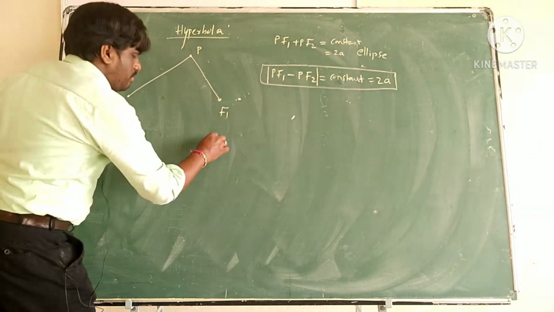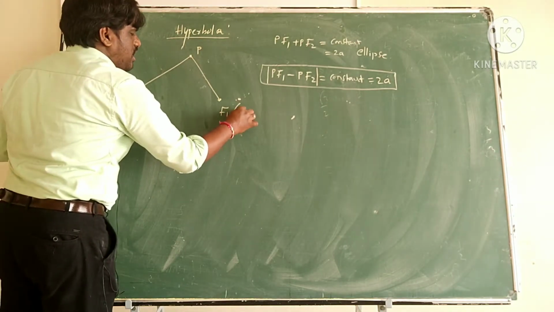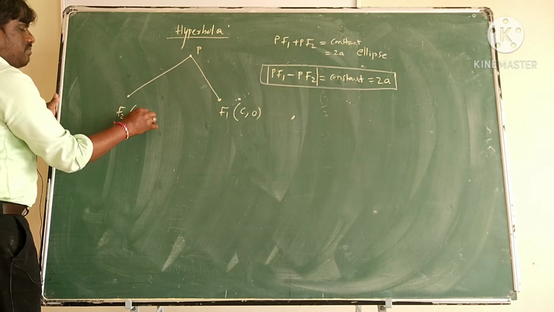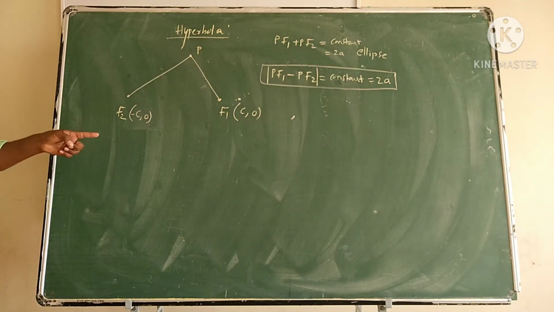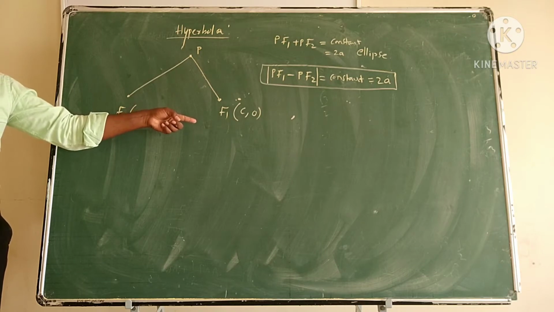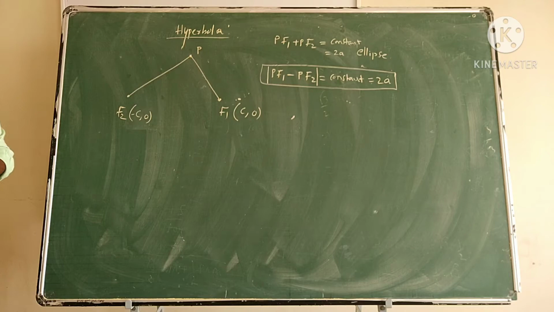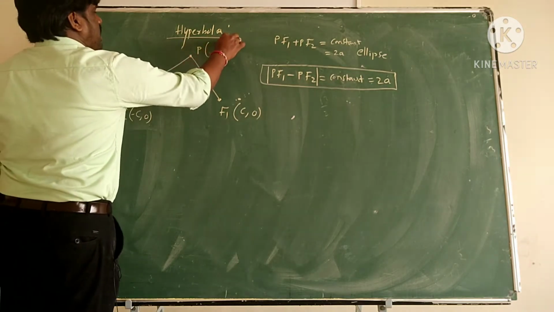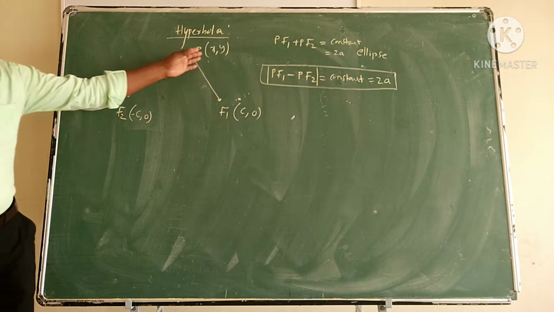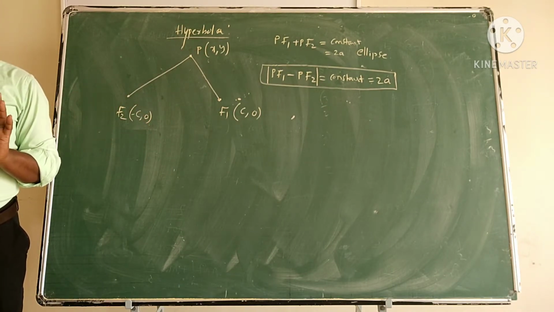How will the hyperbola be there? Listen to me. So here this point we call c comma 0. This point we call minus c comma 0. These fixed points are called foci. One is c comma 0, another one is minus c comma 0. So the movable point is x comma y. So if I apply the distance formula, then I am going to get the equation of hyperbola.